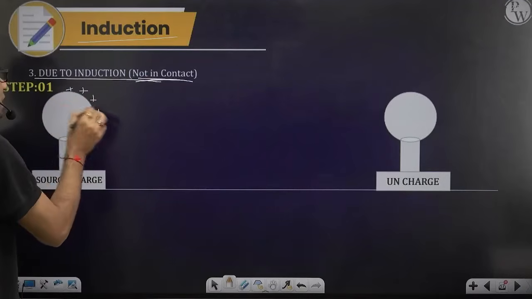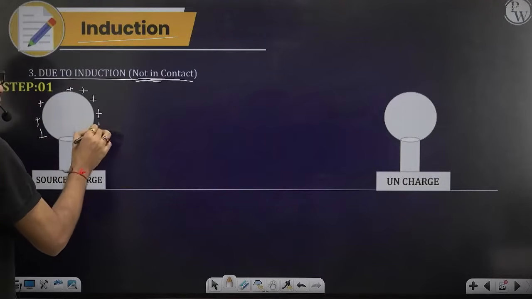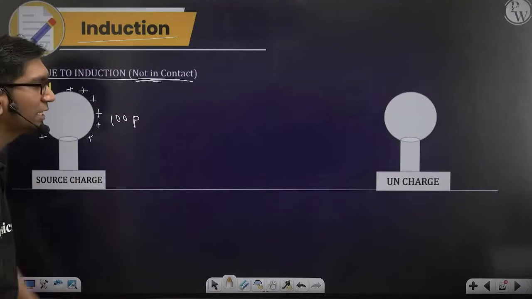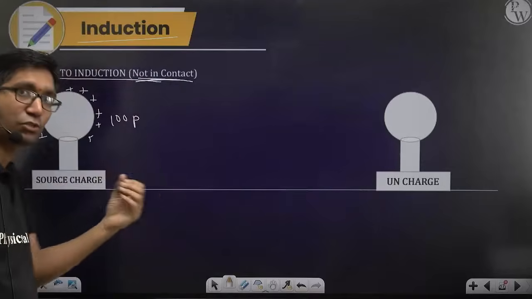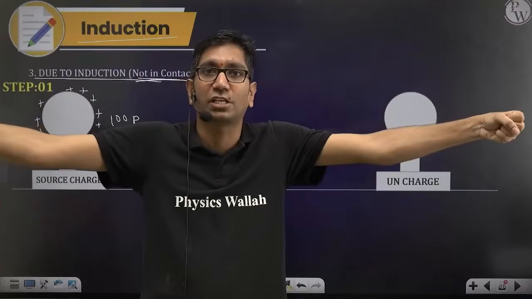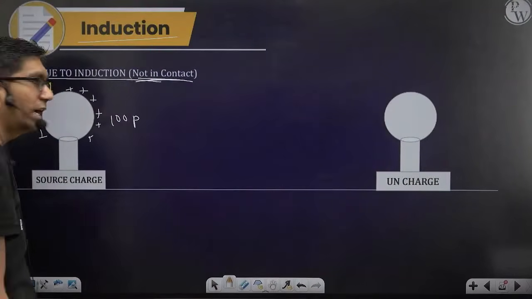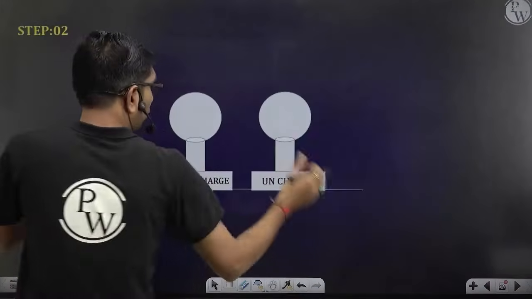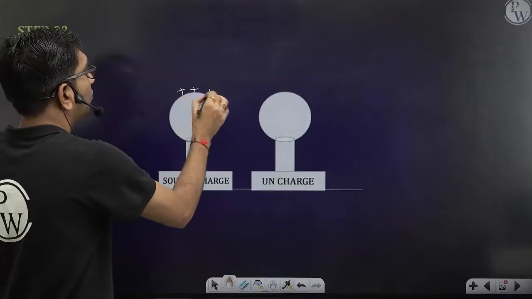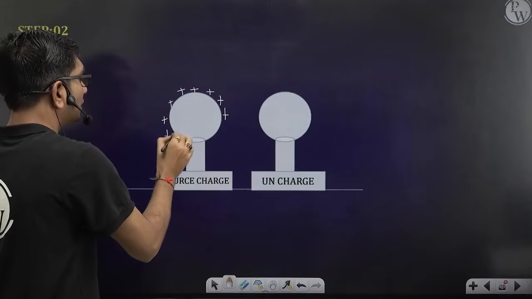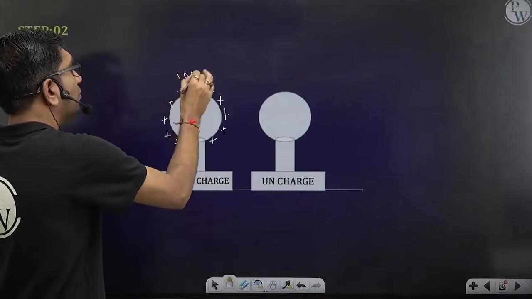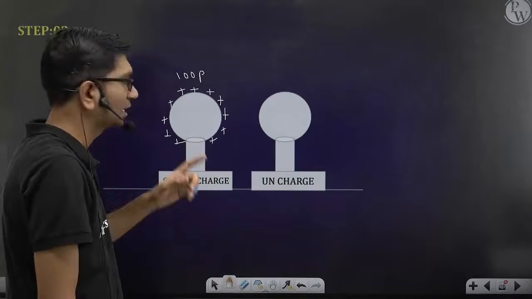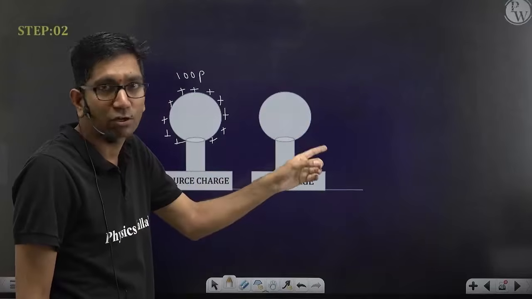In step 1, let us assume that there are 100 protons on the source charge, and this is an uncharged body. These two are separated by a large distance. In step 2, I'll bring these two bodies closer. Here we have 100 protons, am I right? Now, this is an uncharged body, so protons and electrons are both equal.